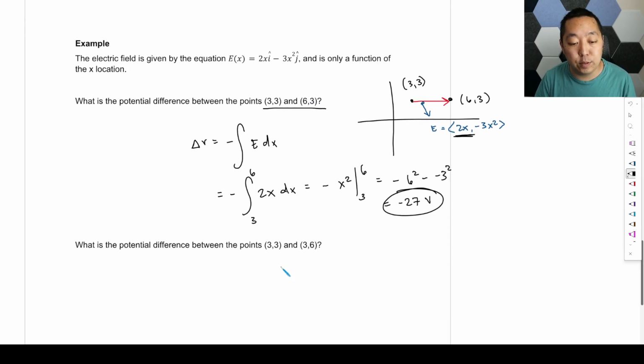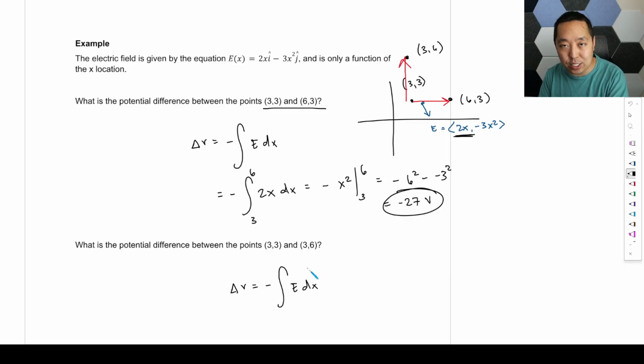Okay, what's the potential difference going from here to here? If we're going from 3,3 to, say, 3,6, then we're taking a path this way, right? And so we're going to do the exact same integral. The dx doesn't indicate just the x direction; it's just the path. X is just indicating the direction you're taking the path. Now we only care about the component of the E in the y direction, right? So we're going to integrate from 3 to 6. We're integrating over the y coordinates.